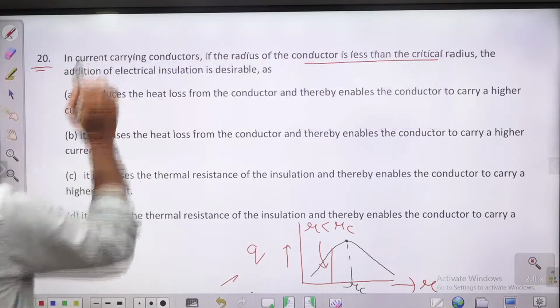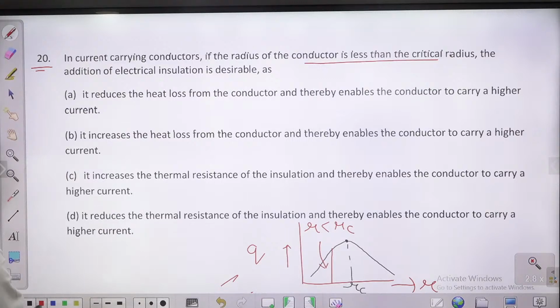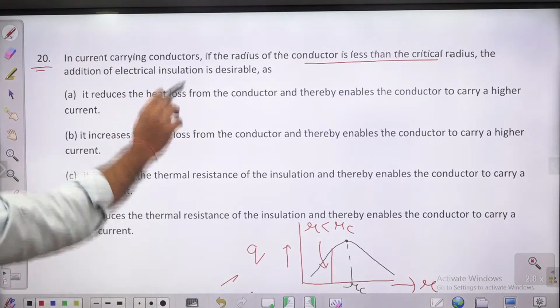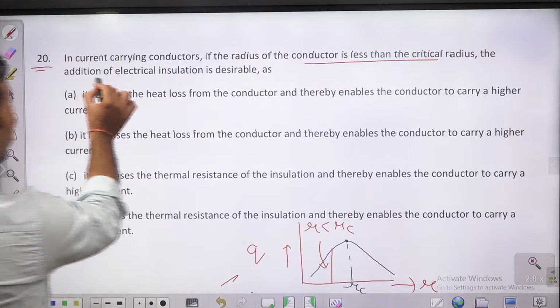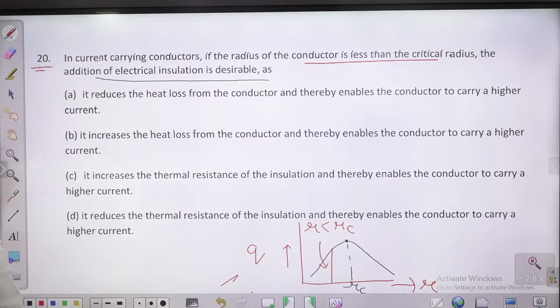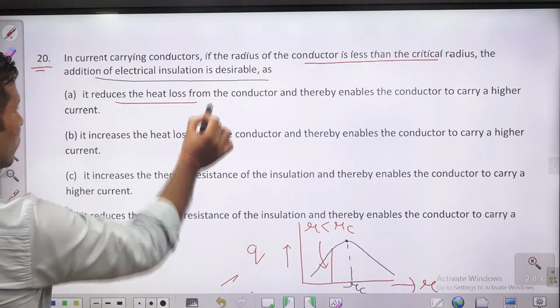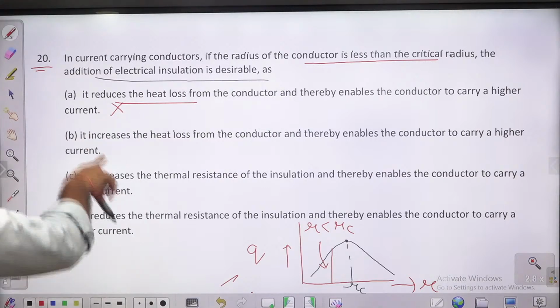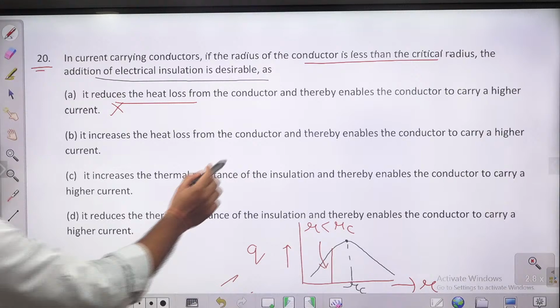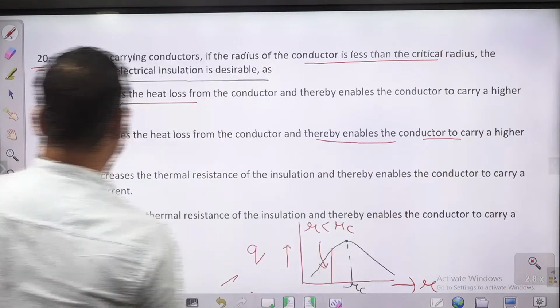Heat transfer क्या करेगा बच्चों? Increase करेगा. So what is asking you? In a current carrying conductor, if the radius of conductor is less than the critical radius, the addition of electrical insulation is desirable. Why is it desirable guys? To reduce the heat loss? No, we don't want to reduce the heat loss. We want to increase the heat loss from the conductor, which therefore enables the conductor to carry a higher current.